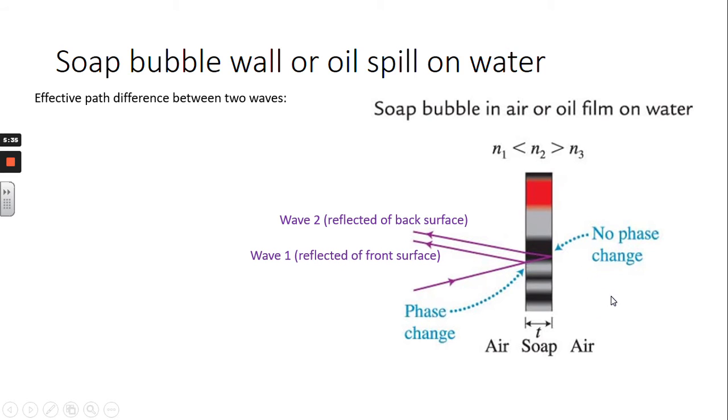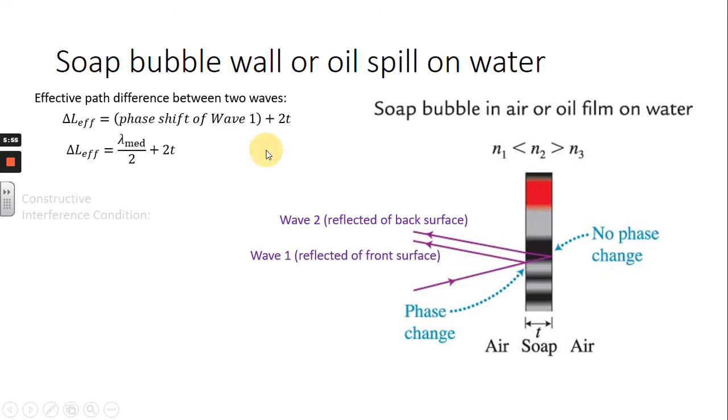So the effective path difference between the two waves is twice the thickness of the soap. It goes there and back. That's 2 thicknesses, plus the phase shift of wave 1 at this reflection. So the effective path difference is half the wavelength plus twice the thickness, due to the there and back path.